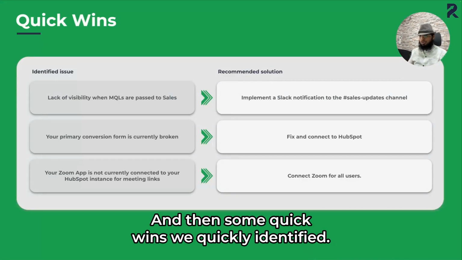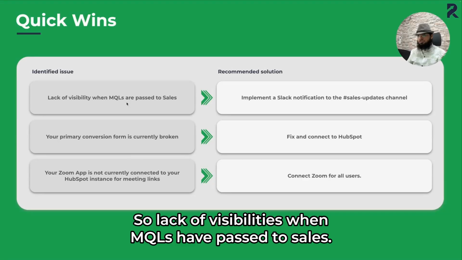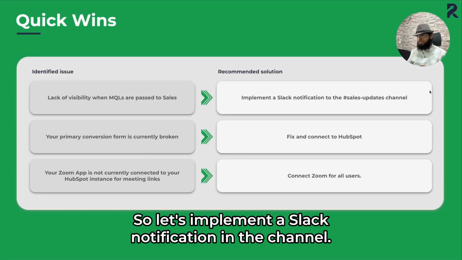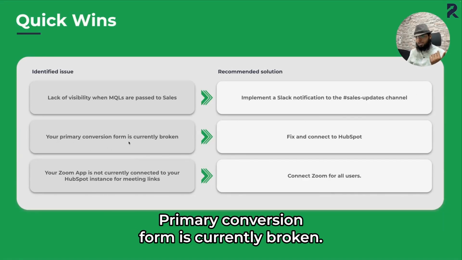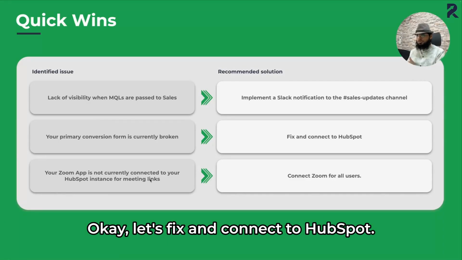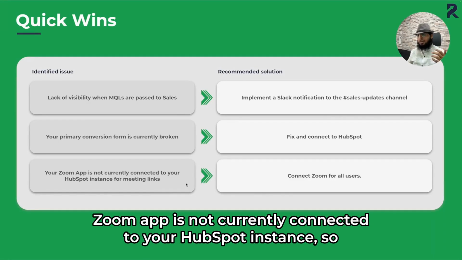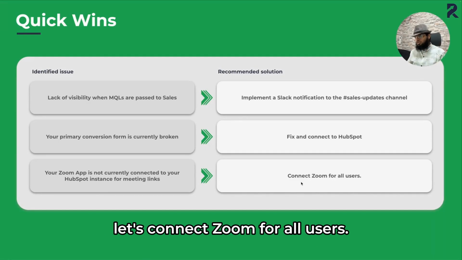And then some quick wins we quickly identified. So lack of visibility when MQLs are passed to sales. So let's implement a Slack notification in the channel. Primary conversion form is currently broken. Okay, let's fix and connect it to HubSpot. Zoom app is not currently connected to your HubSpot instance, so let's connect Zoom for all users.